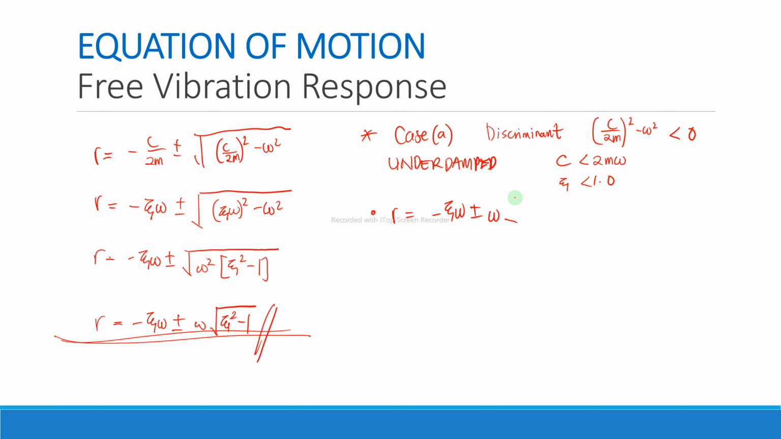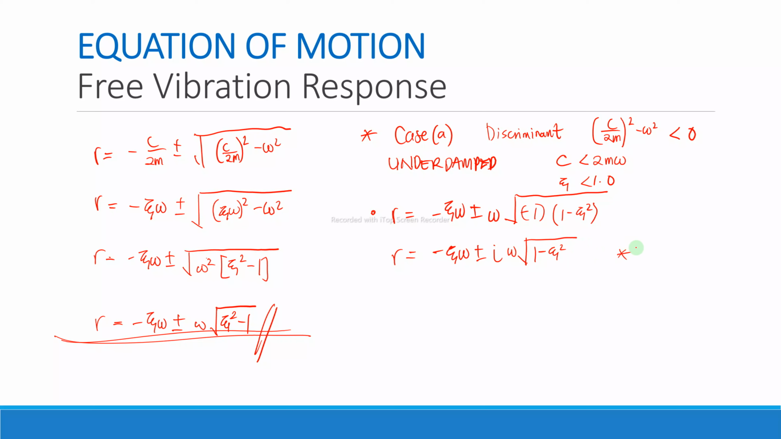So, let's take out the negative square root, negative 1. And then, we'll have 1 minus psi squared. So R is equal to negative psi omega plus or minus i omega square root of 1 minus psi squared.